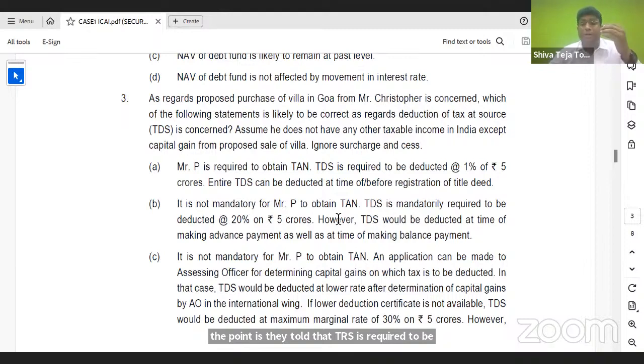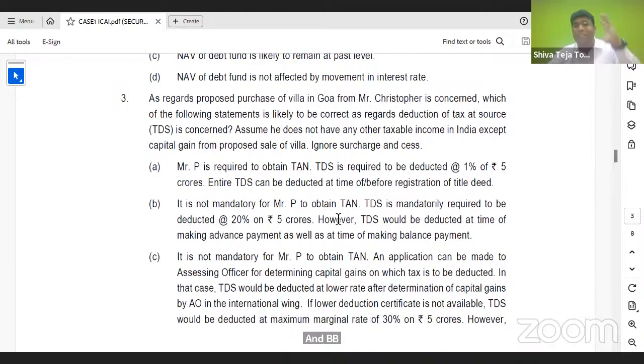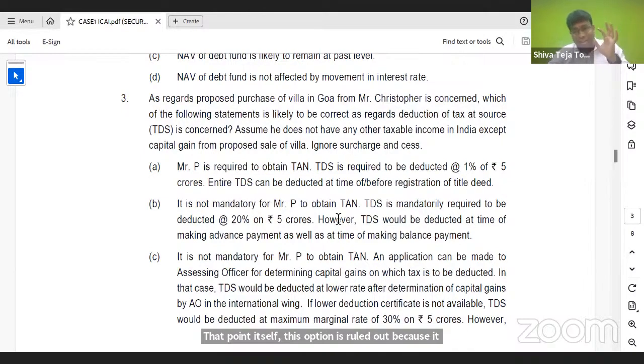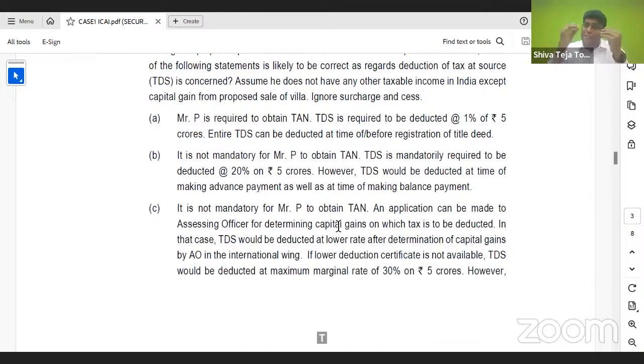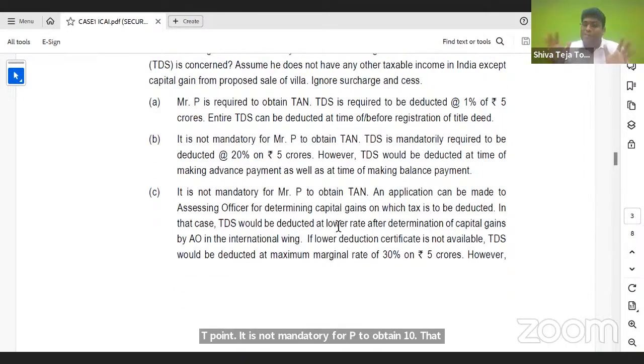Because whenever we procure a property from a non-resident, we are not supposed to do 1% TDS. 1% TDS is only when we buy a property from a resident, which is more than 50 lakh rupees. Section 194IA, I'm sure you know about it. And now that we are talking about purchase from a non-resident, 194IA will not come into picture. Section 195 would come into picture. And option B, it is not mandatory for P to obtain TAN. That point itself, this option is ruled out because it is mandatory for the buyer to obtain the TAN. Third point, it is not mandatory for P to obtain TAN. That point itself, this option is ruled out. Do not waste your time by reading the balance part of the story.